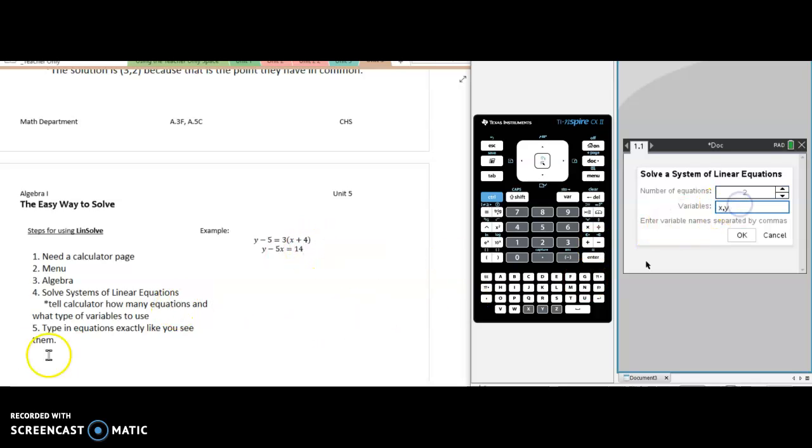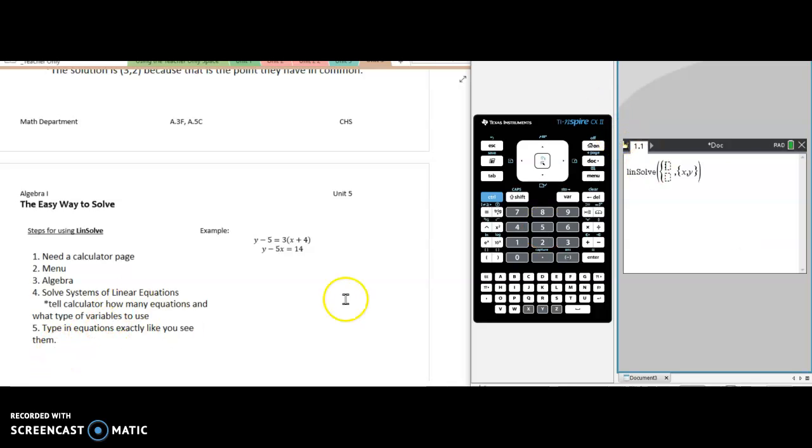All right. And then it says, and what type of variables to use. Now, some of your equations, most of them will have x and y, but some of them will have c and d, r and d, r and x. It just depends. Okay. It depends on how you write your equations. So you can change these. It does not matter. Okay. And then you're going to come over here and hit OK. So this is what you're going to see, okay? It looks like a fraction. Don't let that confuse you, okay?